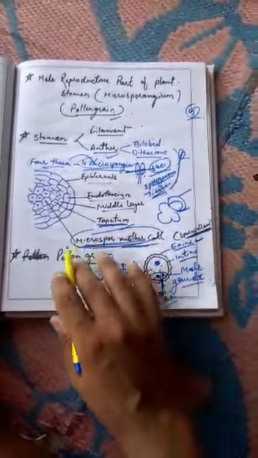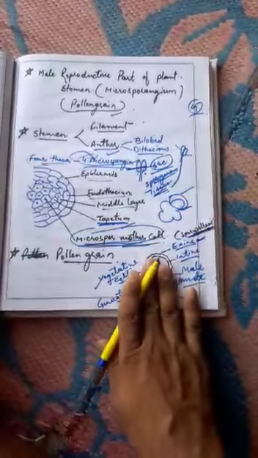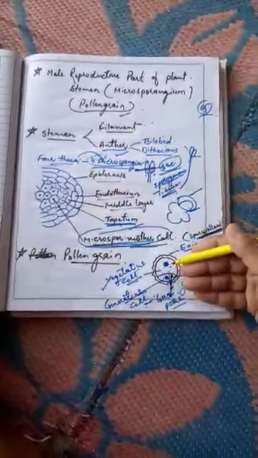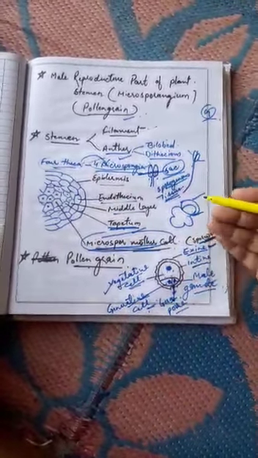So this is the complete structure of the pollen grain and this is the complete structure of the stamen, and we were talking about the male reproductive part of the plant.